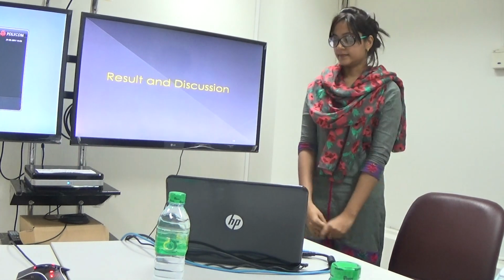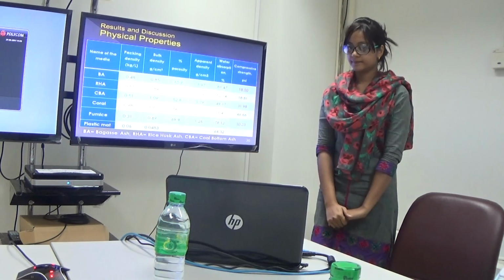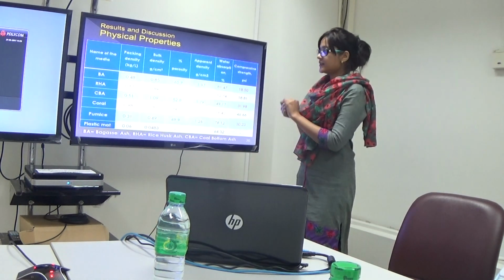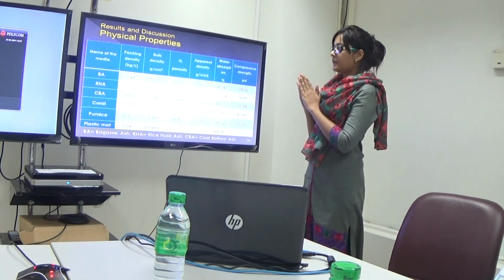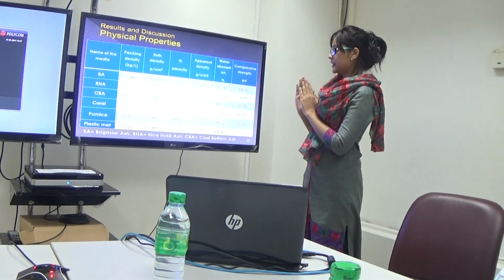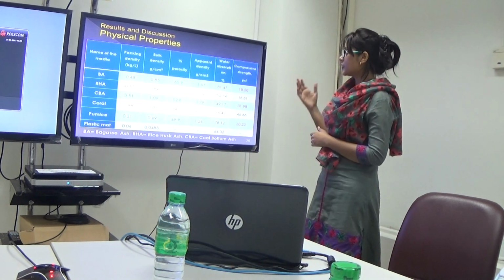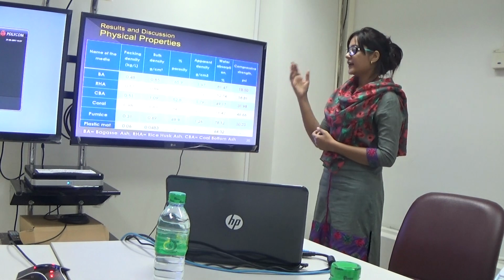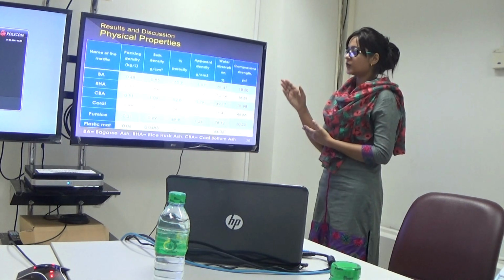Result and discussion. So the material characterization, these are the physical properties: packing density, bulk density, porosity, apparent density, water absorption and compressive strength test. We can see the variation, we can see the differences between the media.